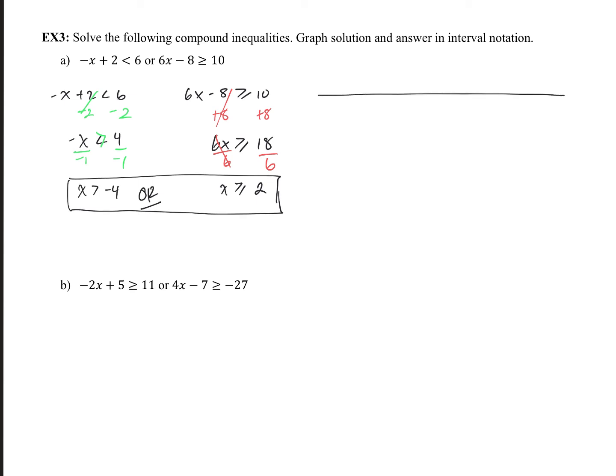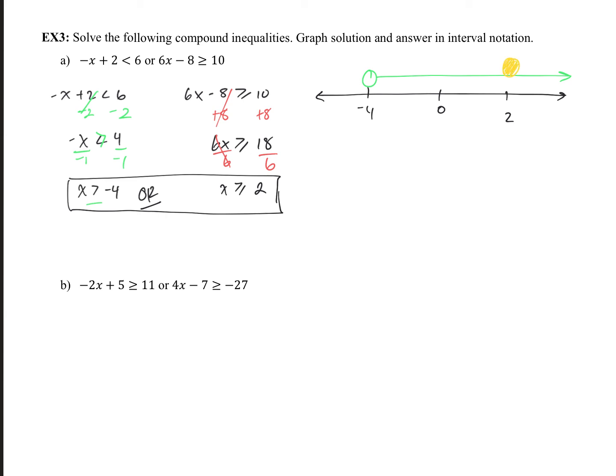Let's go ahead and graph this. 0 would be here. 2, oops, we have a negative 4. So negative 4, 0, 2. Once again, spacing is not important, it's just letting me know where the numbers are. Okay, so x is greater than negative 4 for that, and then x is greater than or equal to 2.